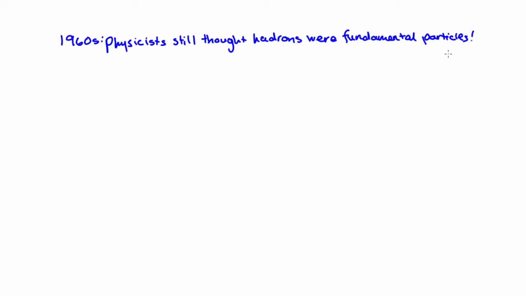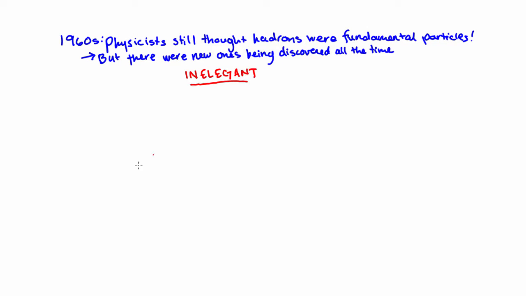By the 1960s, physicists still thought hadrons were fundamental particles. New ones kept getting discovered, and it seemed like there were a lot of them, so if this was the case, the truth was inelegant. Physicists, as a rule, are bothered by inelegance because, more often than not, it's a sign that we're missing some key aspects of the physics we're trying to explain.